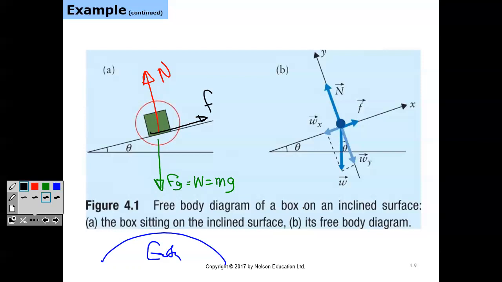Do we have any other? We are drawing the free body diagram for the box, right? Nothing else. Yeah, friction always opposes the motion, but it's a bit tricky, you know. Okay, when you're driving the car, what direction is the friction?